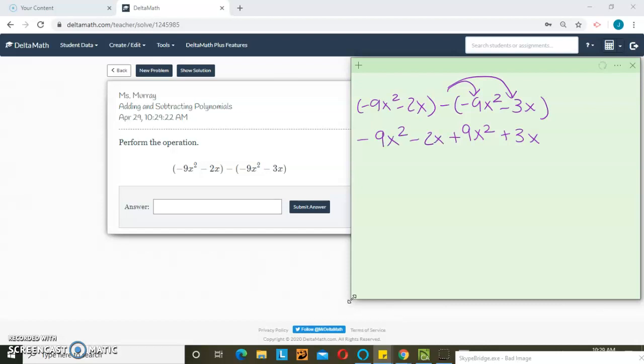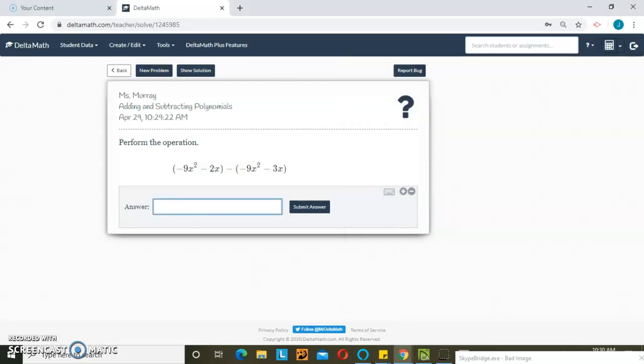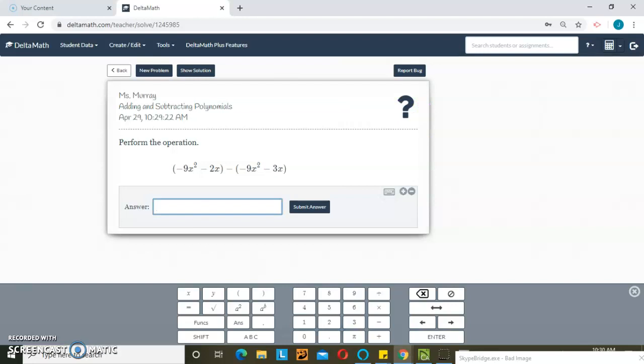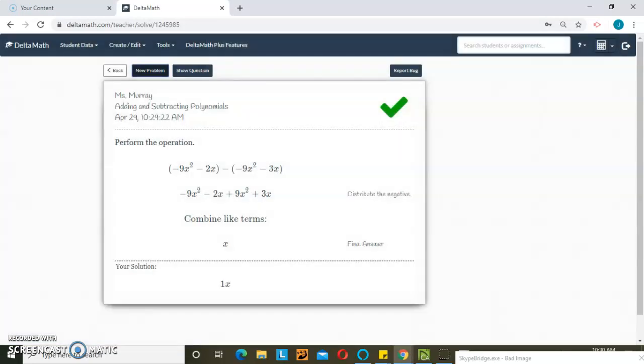The first parenthesis never changes, right? It's always that second one, depending on if you're adding or subtracting. So when I combine like terms, negative 9x squared plus 9x squared goes to 0. So they cancel, and negative 2x plus 3x is a positive 1x. So I'm just going to use 1x as my answer. As I said, you don't have to write the 1 if you do not want to.